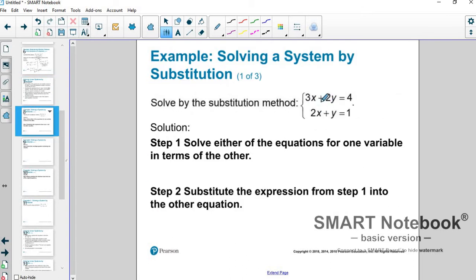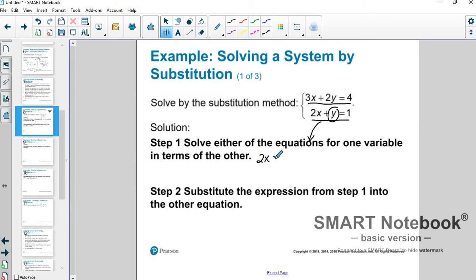Solve by the substitution method, 3x plus 2y equals 4 and 2x plus y equals 1. Solve either equation for one variable. So in other words, pick one of these two guys and solve it for one of the variables, x or y. It doesn't matter. This is your choice. And here's the thing. You get to make the decision. Once you make that decision, though, you're kind of stuck with it. So I'm going to choose the bottom one because it has a y with only a 1 in front, so I don't have to divide. And if I can avoid fractions, that's always good.